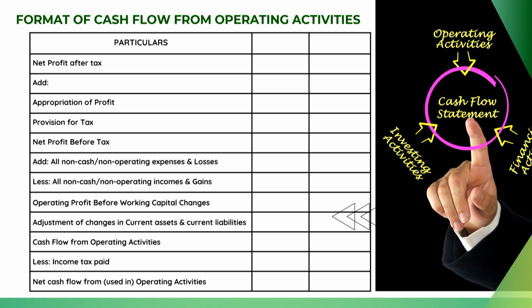To start with, we consider the net profit after tax, and we add appropriation of profit. Appropriation of profit simply refers to the utilization of profit in different ways, say payment of dividend out of profit, then transfer to general reserve or transfer to any provision or reserve which is specifically created or created for the general purpose, that has to be appended and added back.